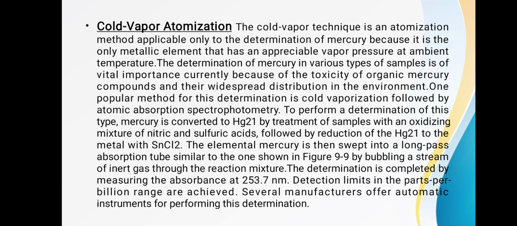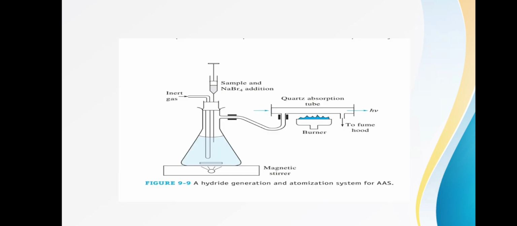One popular method for this determination is cold vaporization, followed by atomic absorption spectrophotometry. The elemental mercury is then swept into a long pass absorption tube, similar to the one shown in the figure, by bubbling a stream of inert gas through the reaction mixture. Here you can see the diagram of hydride generation and atomization systems for AAS.